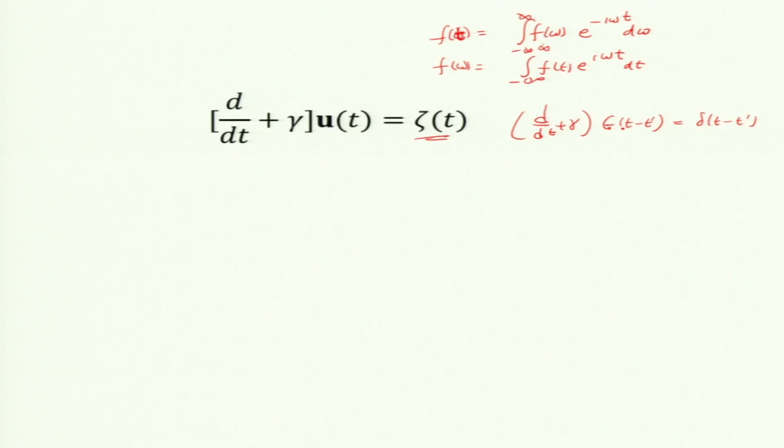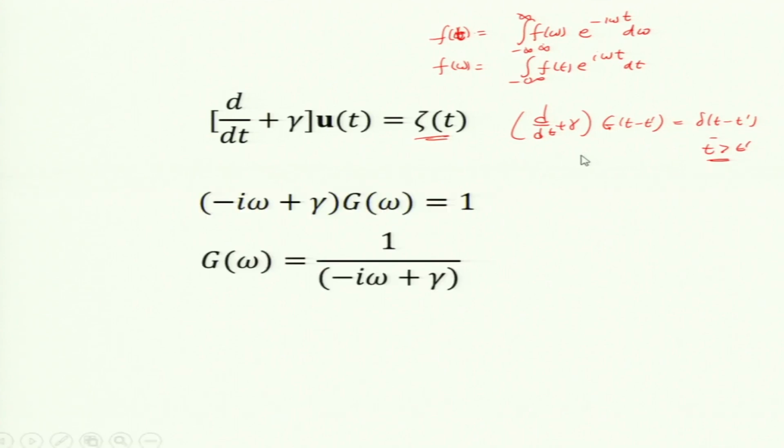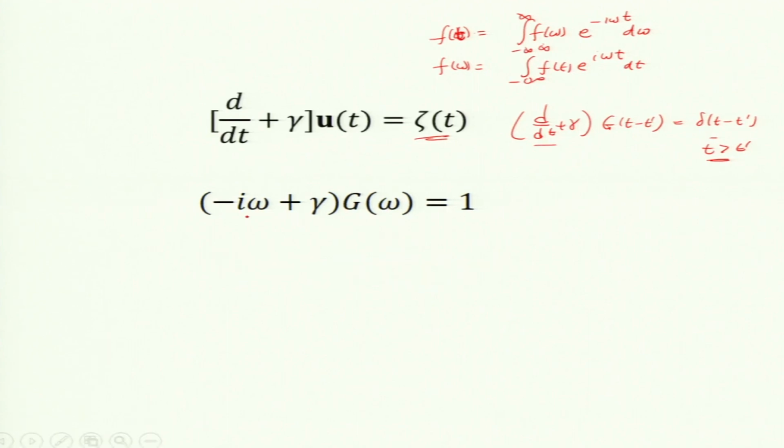So, when I write this, I assume that t is greater than t prime. Response means if I do something, I get a response which should be later. So, if I do the Fourier transform of this, I will get minus I omega plus gamma. So, d by dt will give you minus I omega.